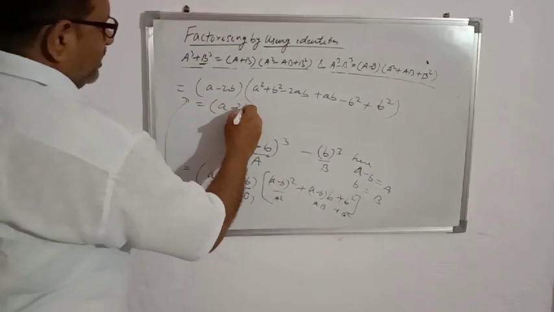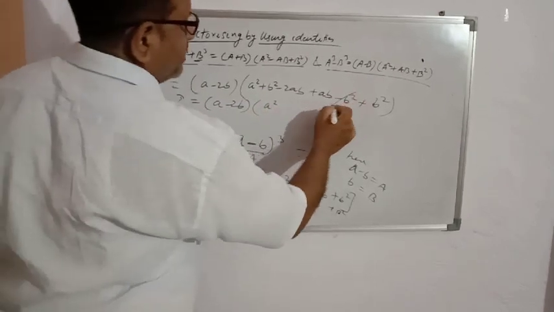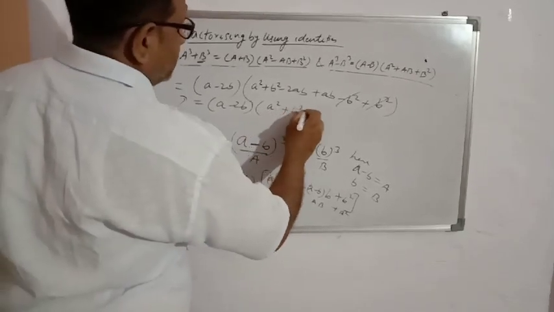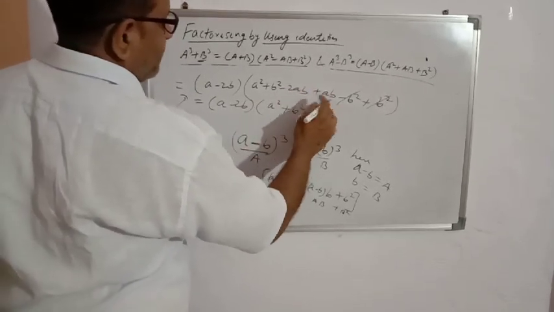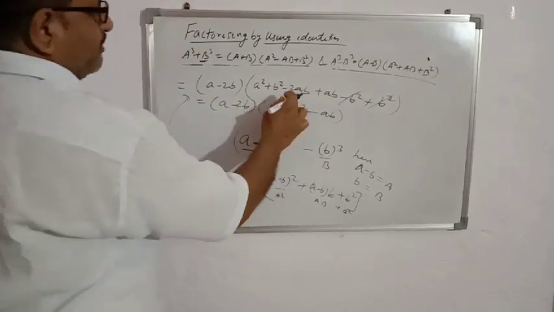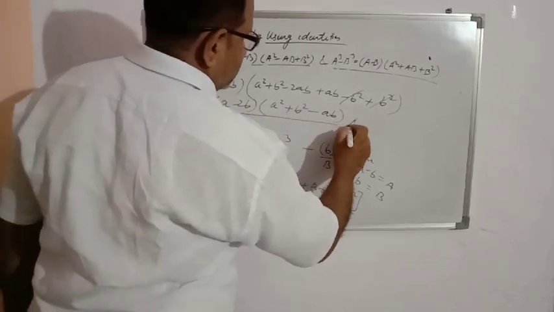Next step: a minus 2b, and in the other bracket a square; minus b square plus b square we can cancel. a square plus b square minus 2ab plus ab. Simplifying minus 2ab plus ab, it will be minus ab. This is the complete factorization.